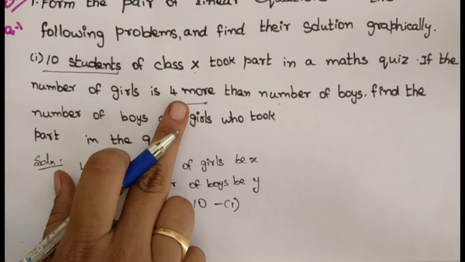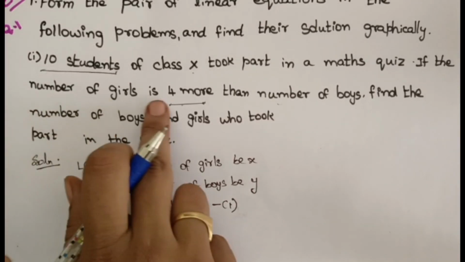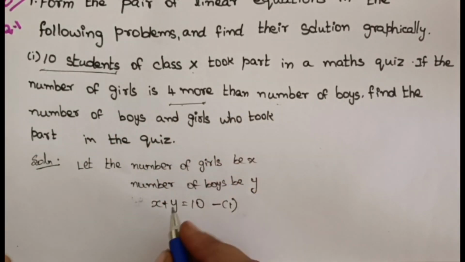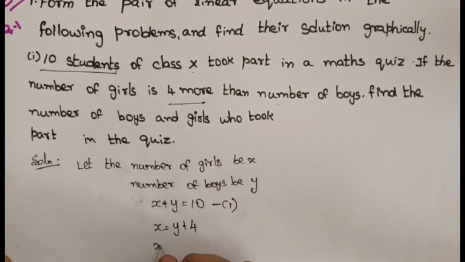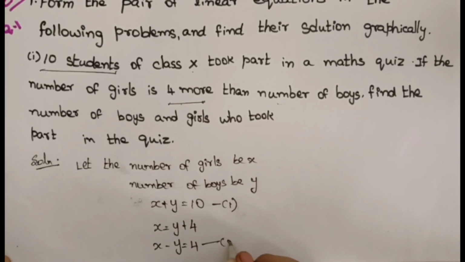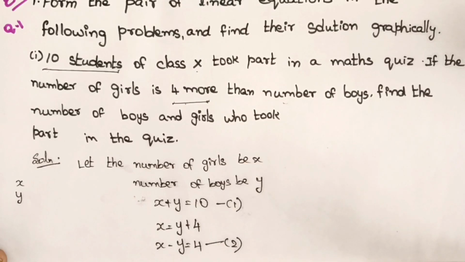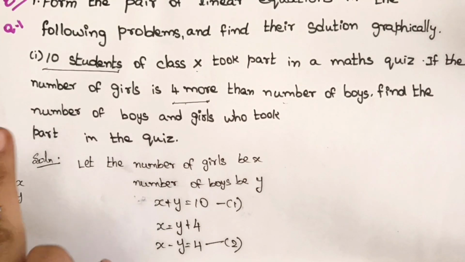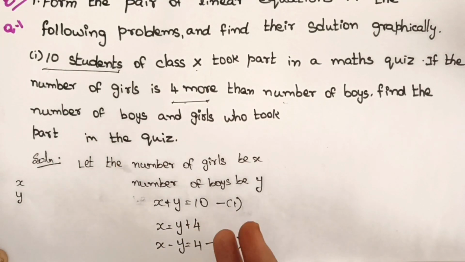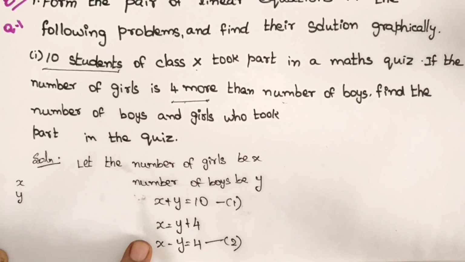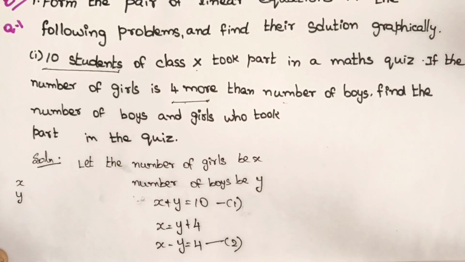And second, what's the condition? The number of girls is 4 more than the number of boys. So, x equal to y plus 4. So, x minus y equal to 4. This is the second equation. Step 5. Transform word problems into mathematical symbols. Here we transform word problems into mathematical symbols using variables and constants. We get a pair of linear equations.